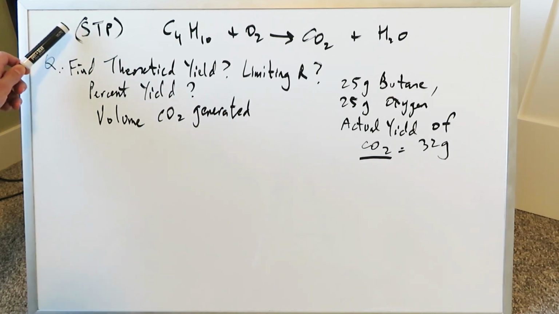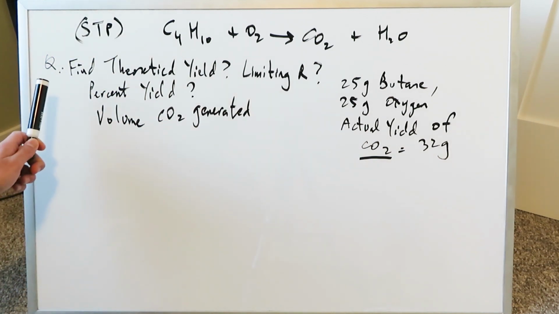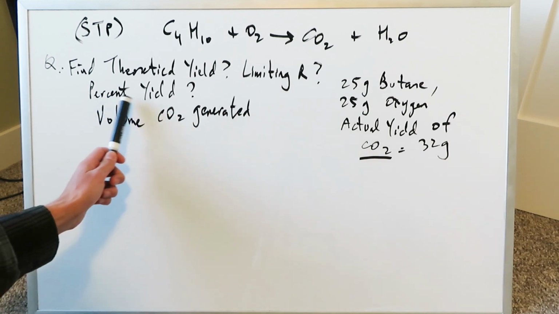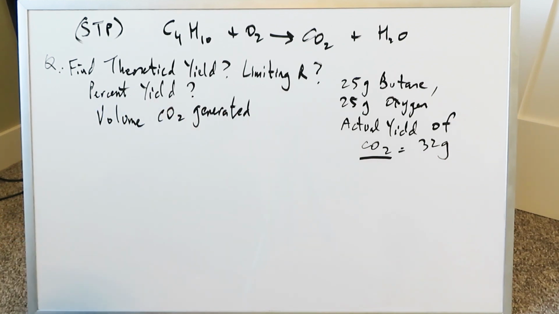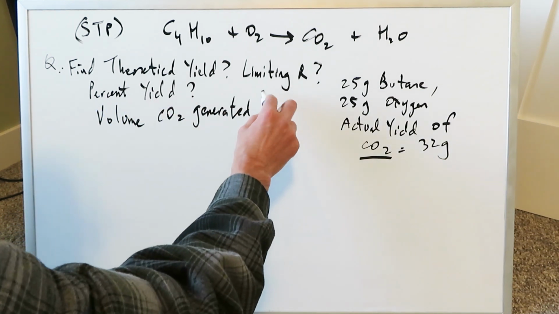Everything here is at STP, which many of you will know as standard temperature and pressure, 273 kelvins, 1 atmosphere. Our goal is to determine the theoretical yield, the limiting reagent, the percent yield, and the volume of CO2 generated after the reaction is complete.